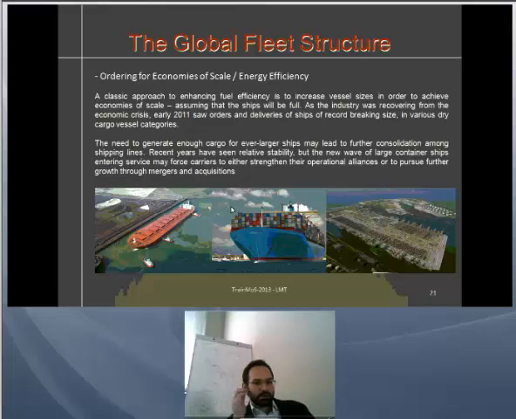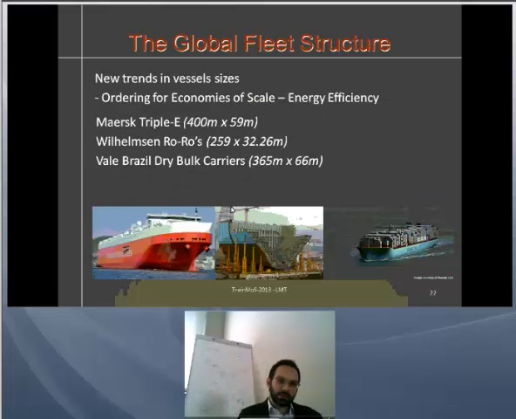So then the new trend rises that came into place after 2011. As we said, the operators have in mind to order for economies of scale and energy efficiency. Very substantial examples for this are, for example, the Maersk Triple-E container vessels, 400 meters long by 59 meters wide. Very good example of designing for economies of scale.